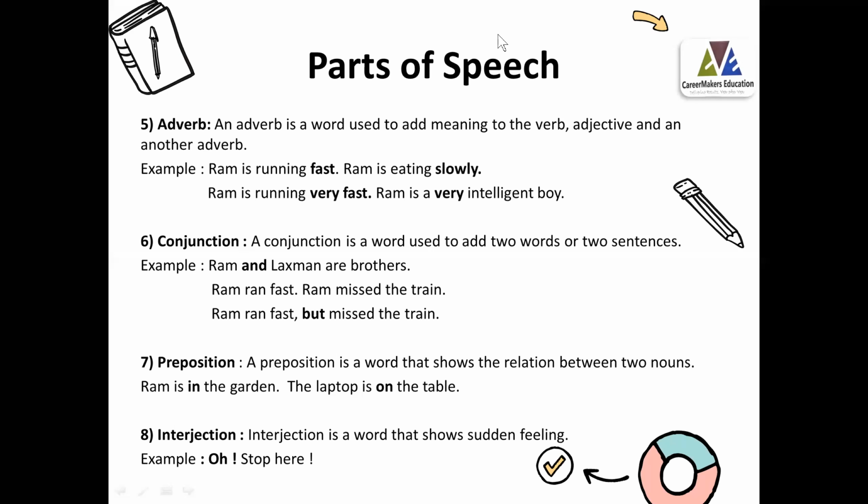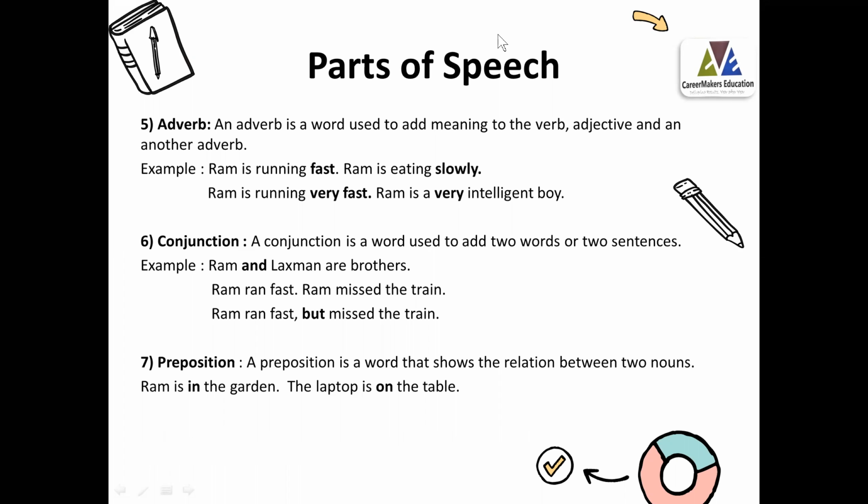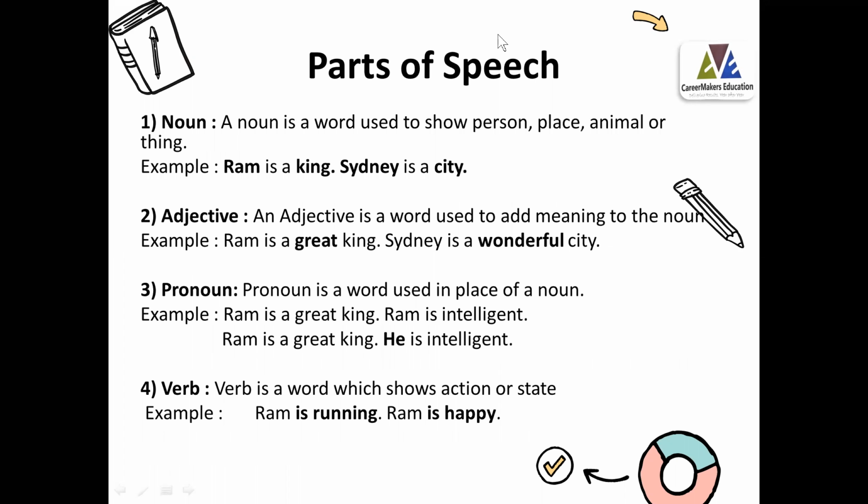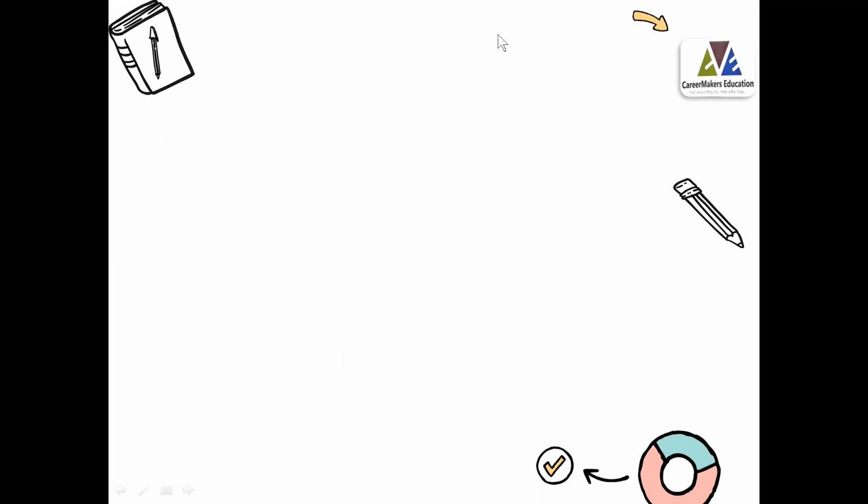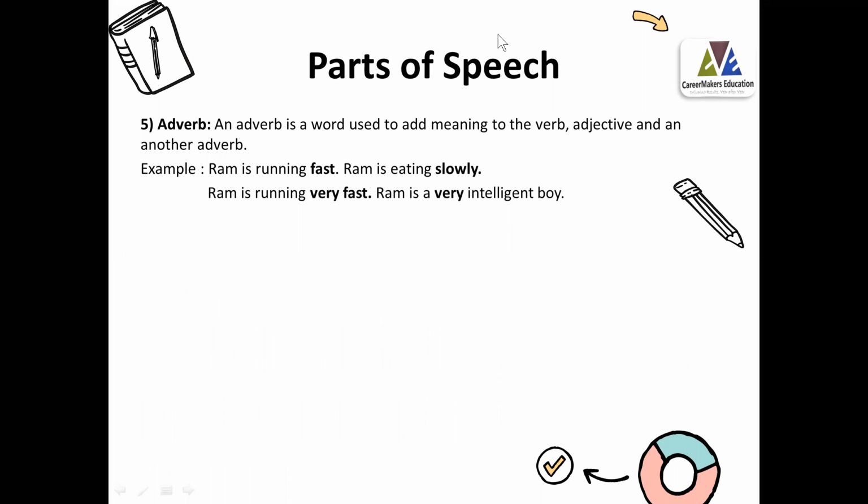Let me have a small recap. The first part of speech was what we call noun. Noun is a word used to show person, place, animal or thing. Adjective is a word that adds meaning to the noun. Pronoun is a word that is used in place of a noun. Verb is a word that shows action or state. You need to remember that verb shows both action and state, and I gave you examples of that. Adverb is a word that is used to add meaning to the verb, adjective, or another adverb. And I gave you three sentences out of that.